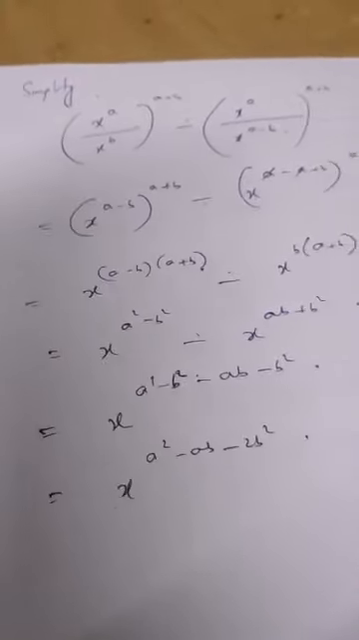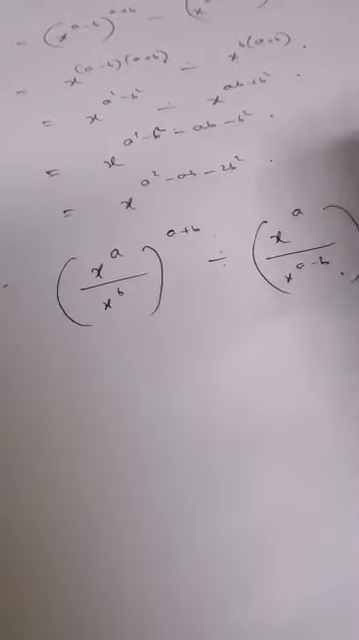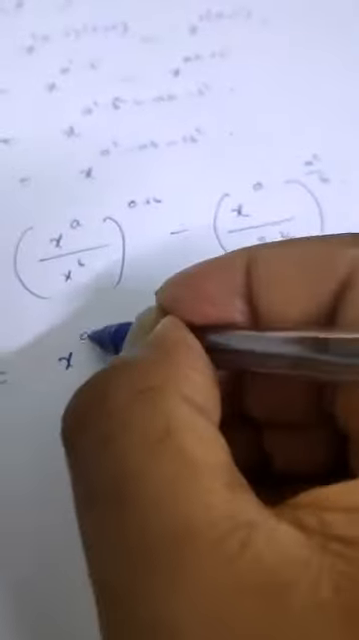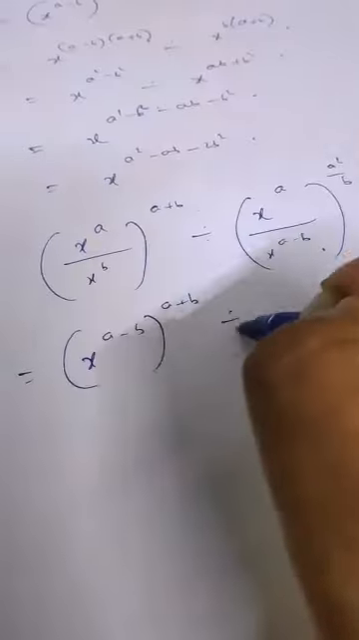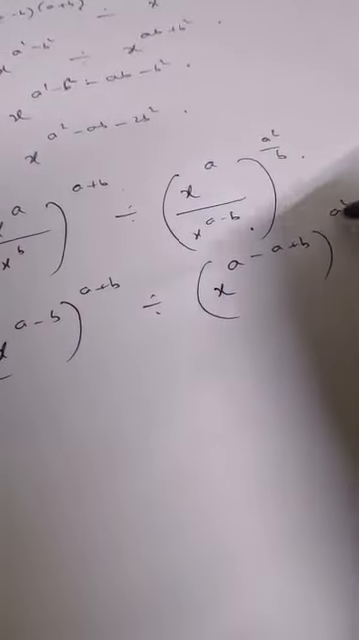So this one, another one. This is question number 4: x to the power a by x to the power b whole thing to the power a plus b, divided by x to the power a by x to the power a minus b. This time the change is here: a square by b. So this will be x to the power a minus b whole thing to the power a plus b, like the previous one. This one also a minus a plus b, a square by b.